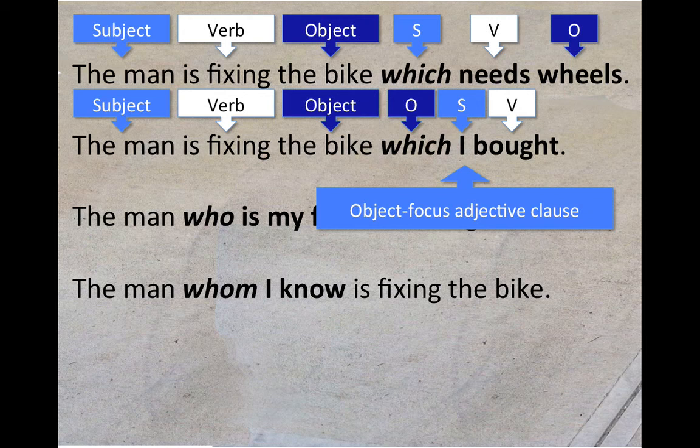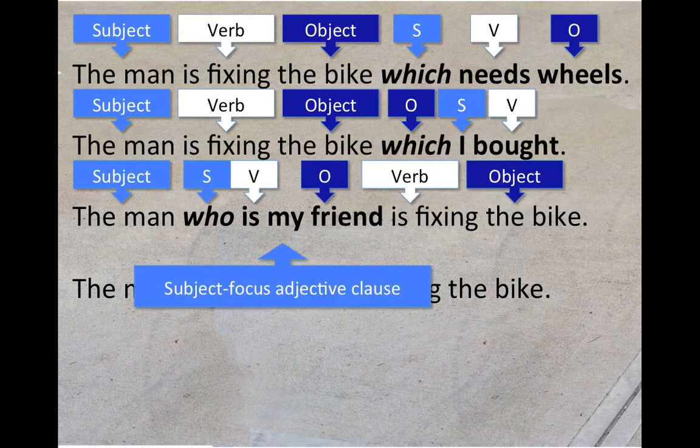We can also use both kinds of adjective clauses to modify the subject. So, the man, who is my friend, is fixing the bike. In this case, we have a subject-focused adjective clause because "who" is the subject, the relative pronoun is the subject of the adjective clause, "who is my friend," but we're modifying the subject of the main clause, the man. So we have the man, who is my friend, is fixing the bike.